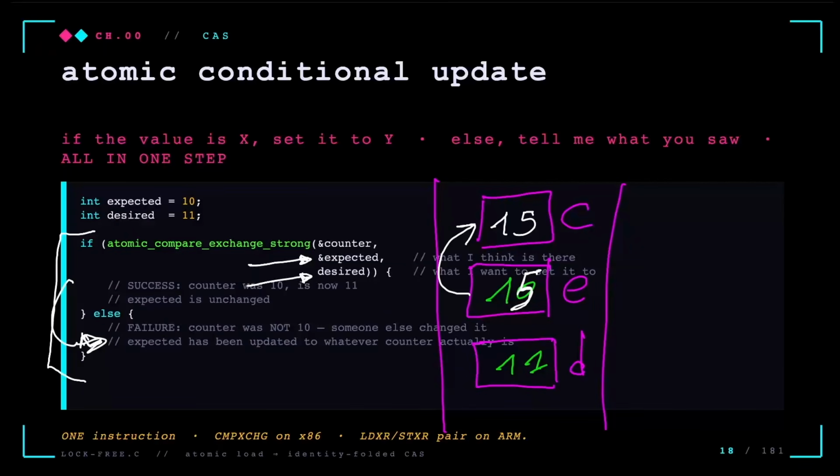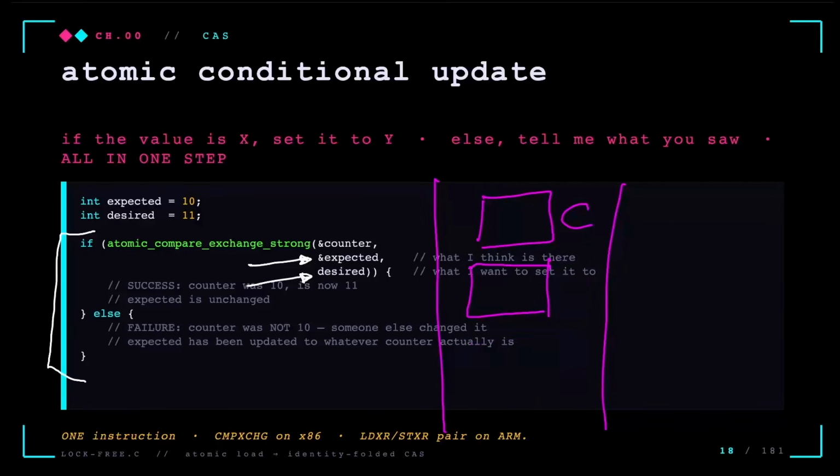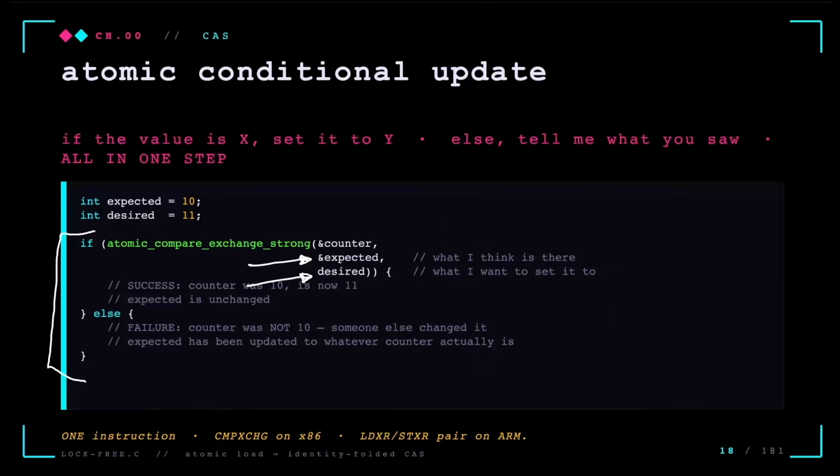Why is this useful, or how is this useful? Let's look at another example. So this time we're going to have two threads running. And so I'm going to model it as follows.